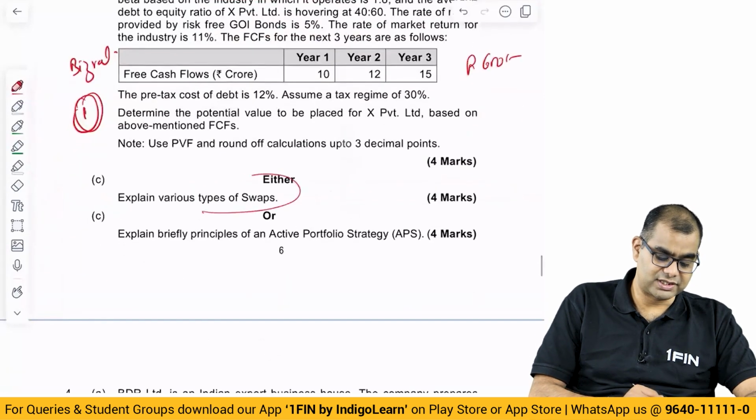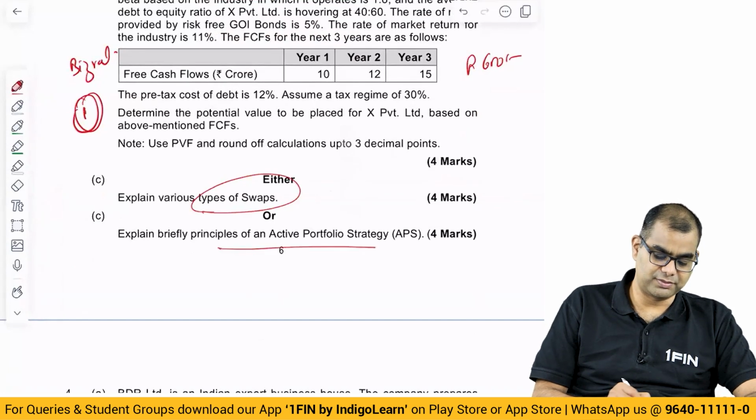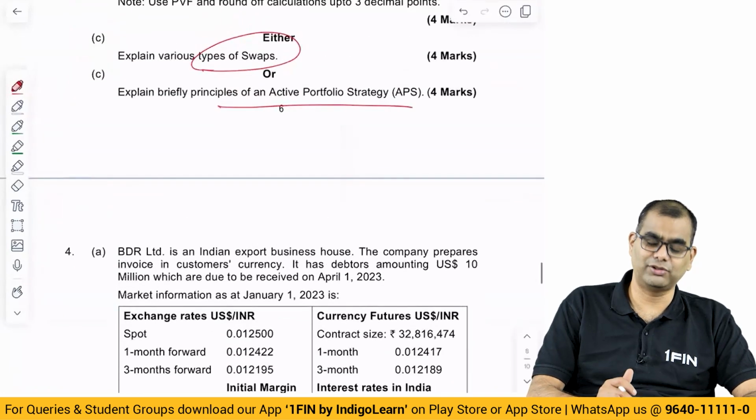Then explain various types of swaps. What are the various types of swaps that you have? Basis rate swap, asset swap, then you have plain vanilla swap, and so on and so forth. Principles of active portfolio strategy. Again, please go through the material or go through the MTP, you'll understand it.